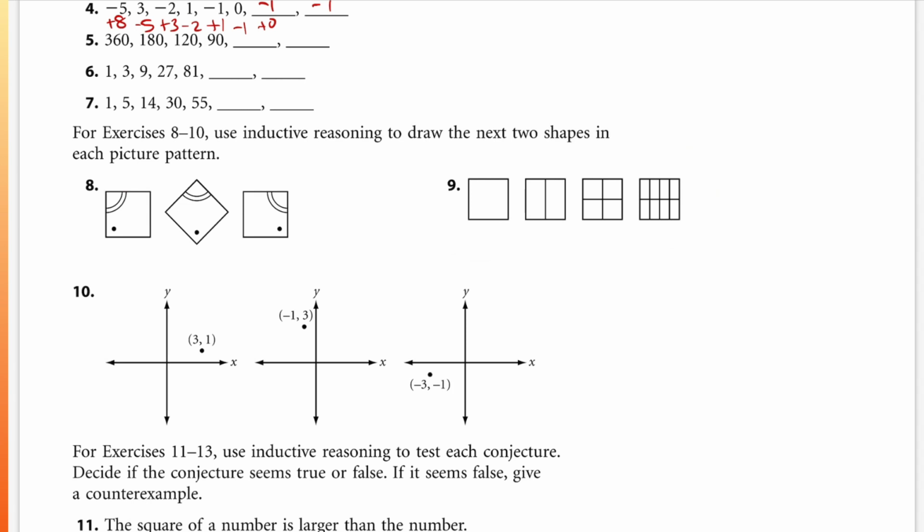It looks like you're starting off with one figure. Now you break it up into two figures or pieces. Now you're breaking it up into 4 pieces. This one's going to have 8 pieces. So it looks like it's being multiplied by 2 each time. Times 2, times 2, times 2. So the next one should be 16, and the next one should be 32.